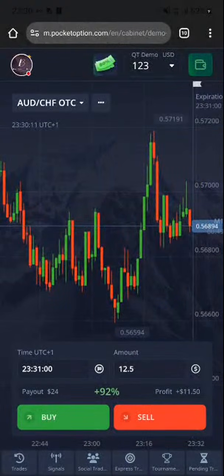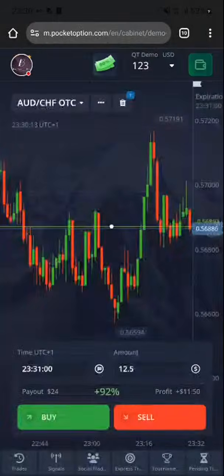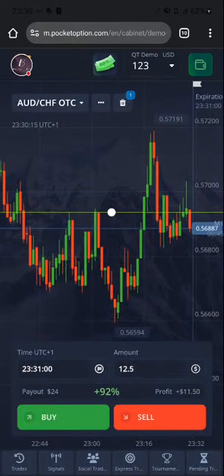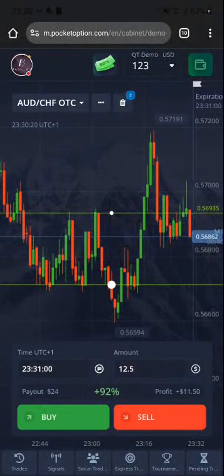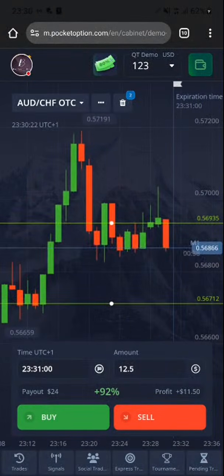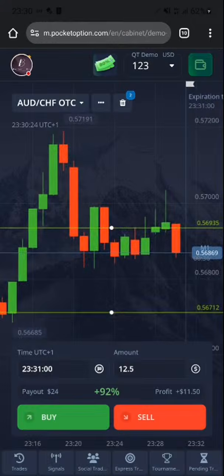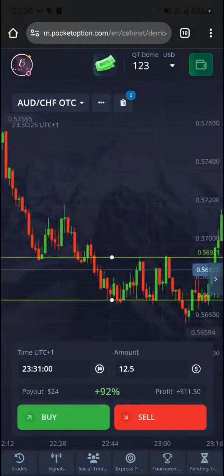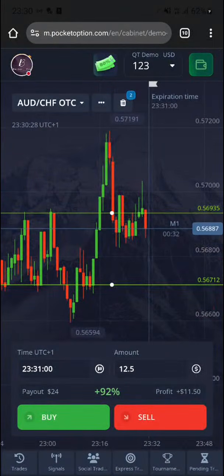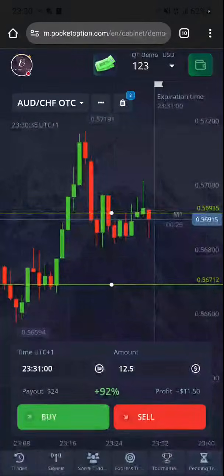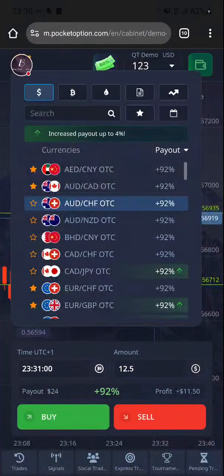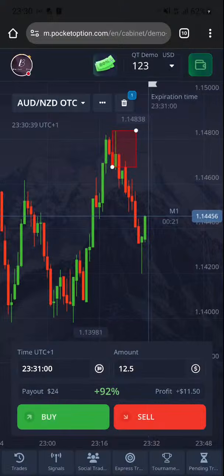Let me clear all this. Let me mark these two important levels in the market. This one and this one. These are two very important levels in the market right now, and these levels are controlling what the market is responding to. You understand? So we will just, for now, hold on to it.